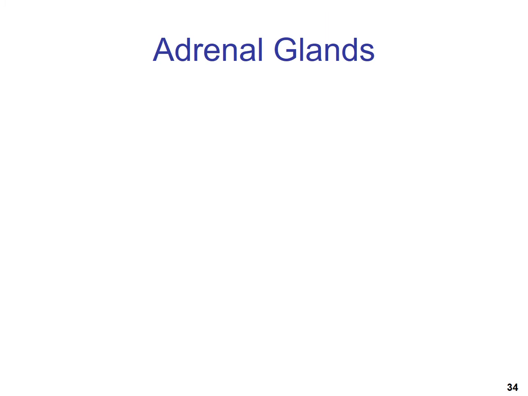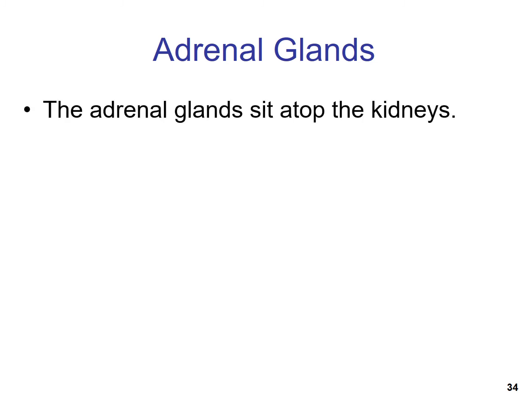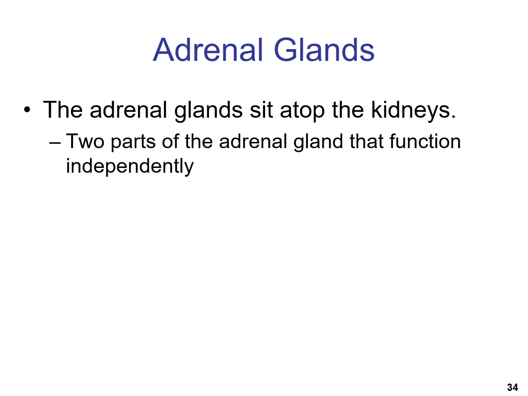Okay, so next we're going to take a look at the adrenal glands, and this is something that I'm sure you've associated with adrenaline, or epinephrine as it's otherwise known, fight or flight response. But as we're going to see, the adrenal glands actually do a whole lot more than just produce epinephrine. So first of all, they sit atop the kidneys, and there are two parts of the adrenal gland that function actually independently of one another.